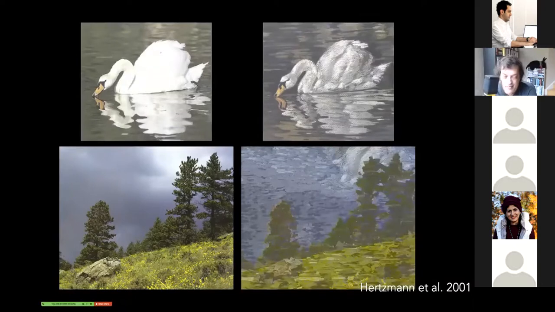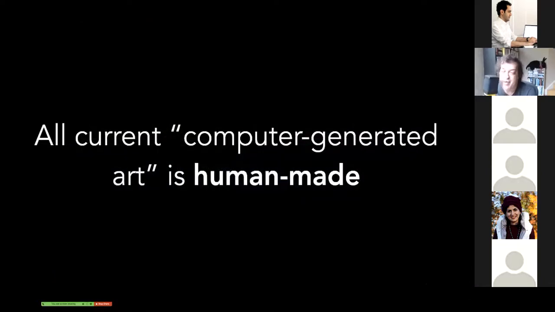So the main point I want to make from all of these examples is that all the stuff we call computer-generated art is human-made, whether it's Pixar animations or video installations. There's 50, 60 years of history of people writing code with computers to make art, and it's the human that is the one making the art and authoring that system, designing the rules for that system.